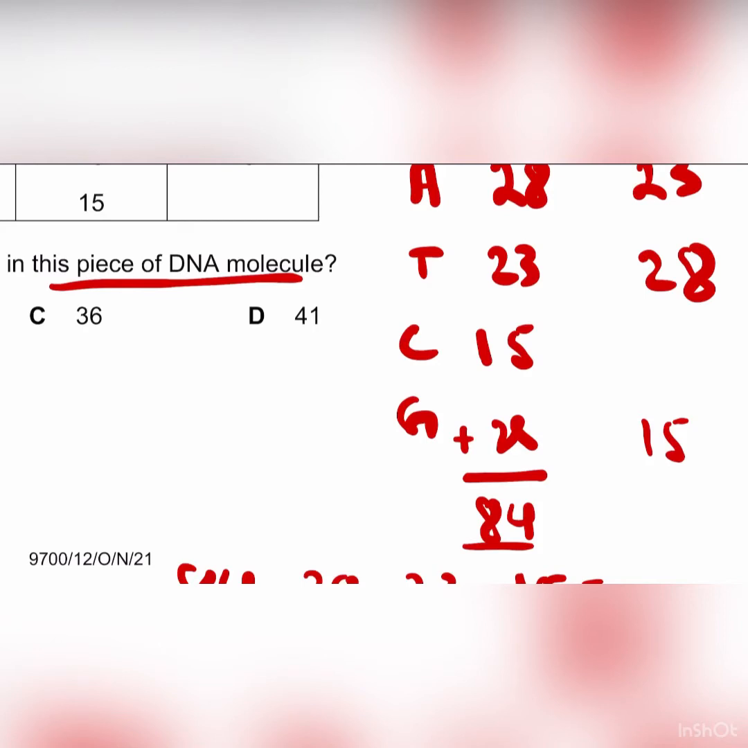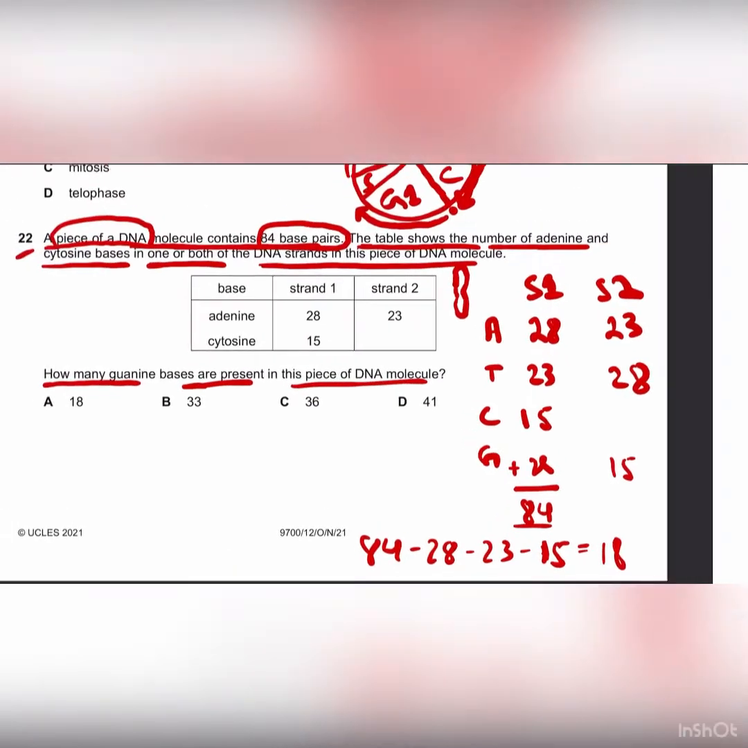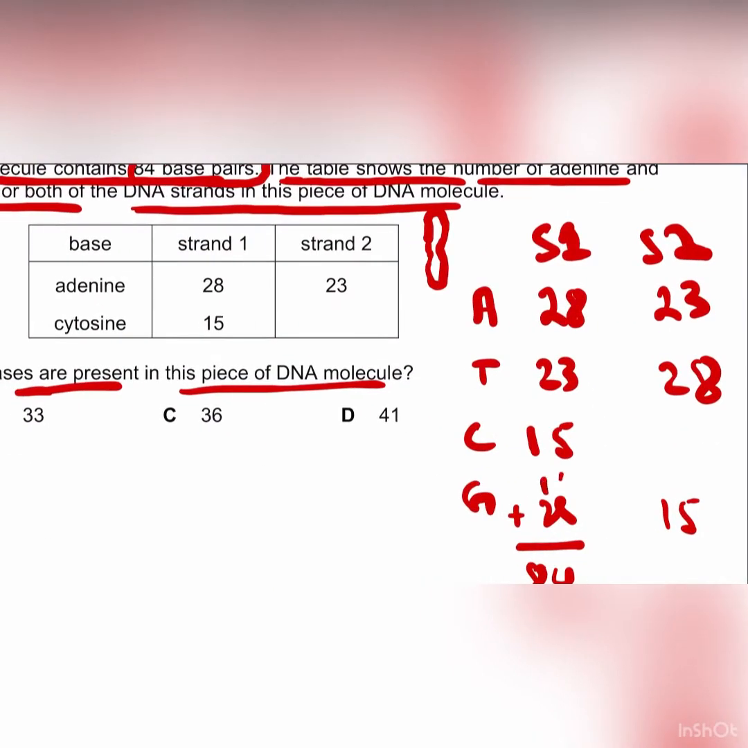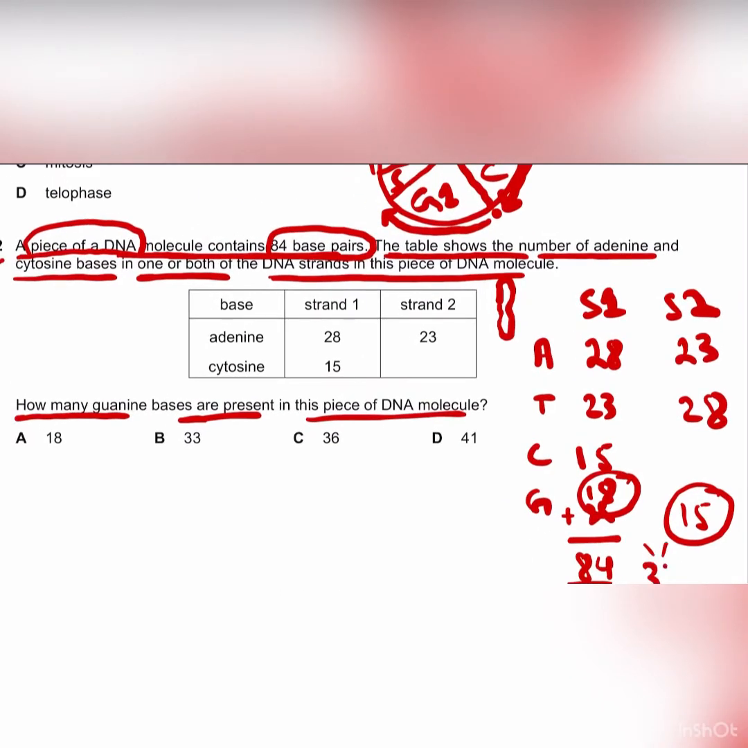84 minus 15 will be, 84 minus 10 will be 74. 74 minus 5 will be 69, and 69 minus 20 will be 49. 49 minus 3 will be 46, and then 26. 26 minus 8 will be 18. So over here we have 18. So 18 guanine in one strand and 15 guanine in the second strand, together they make up 33. So the answer is B.